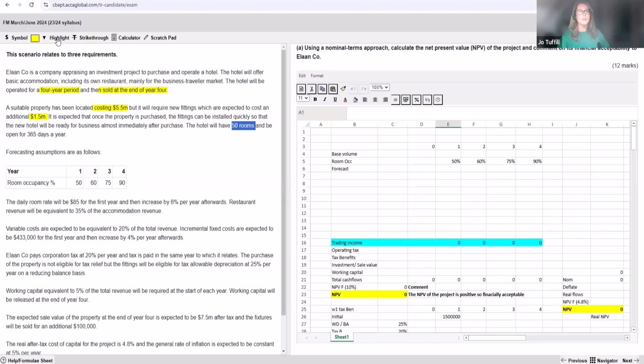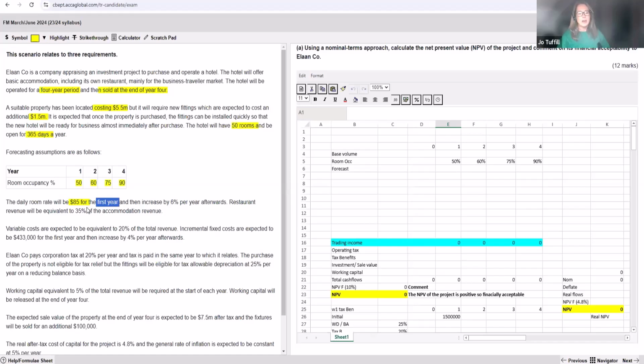And to calculate the revenue, you would need to know how many rooms there are available, and how many days in the year to get you the total number of rooms available, times by the occupancy, which is given to you here, and then times by the room rate. And they're telling us the room rate is 85 for the first year. Now, first year, okay? That means the first year is 85.